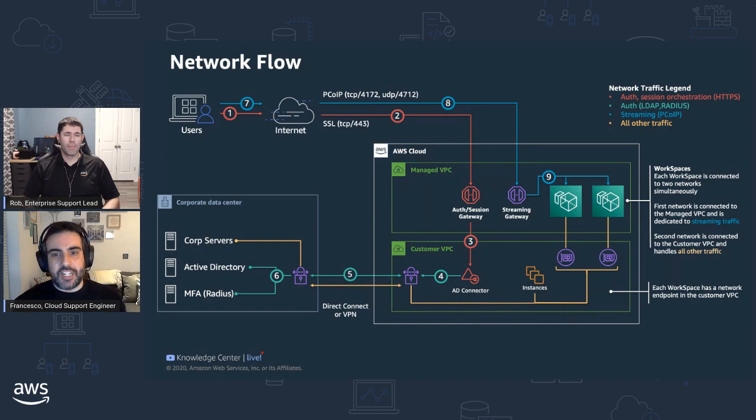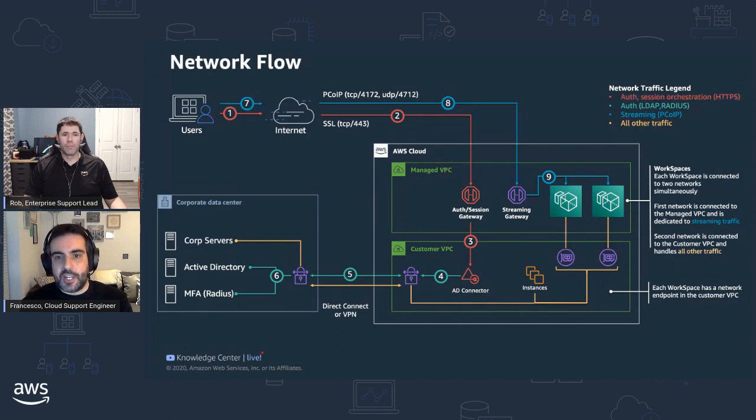Okay, perfect. So I'll take this from here. I wanted to talk a bit about how the network flow works. In these diagrams, Rob was saying we are having the AD connector talking back to our corporate network using either Direct Connect or VPN, but I want to focus a bit more on how the interaction works and how the architecture for Workspaces works.